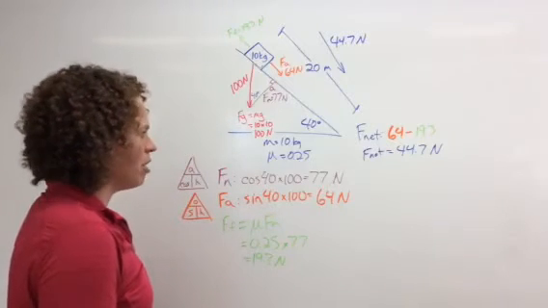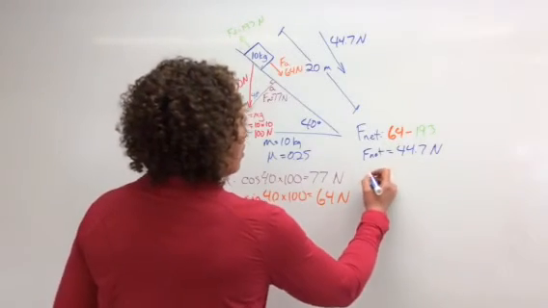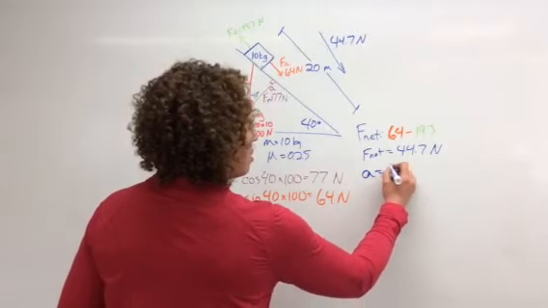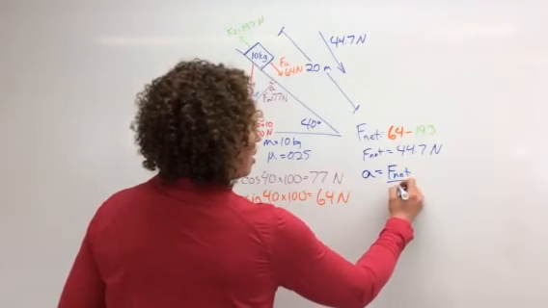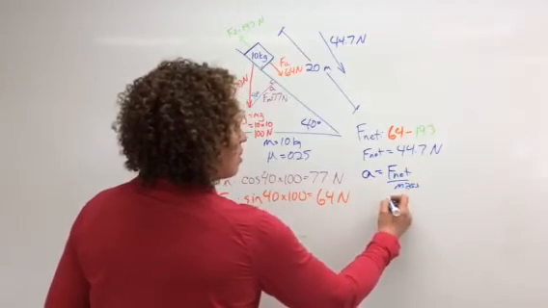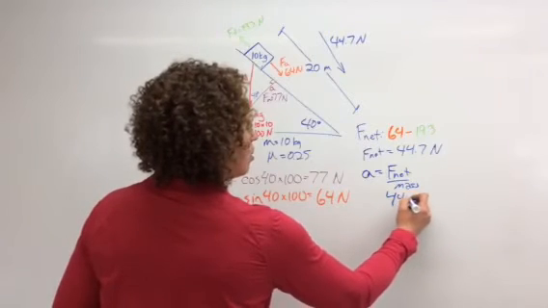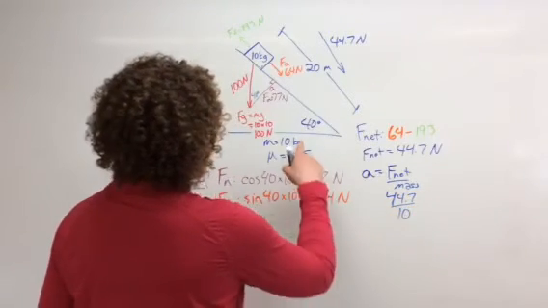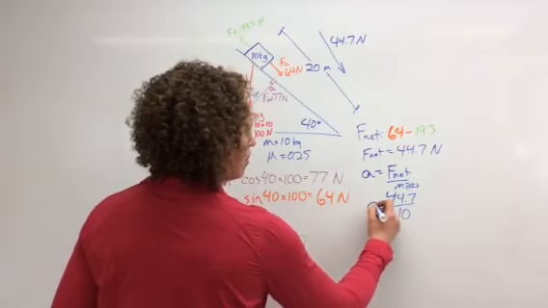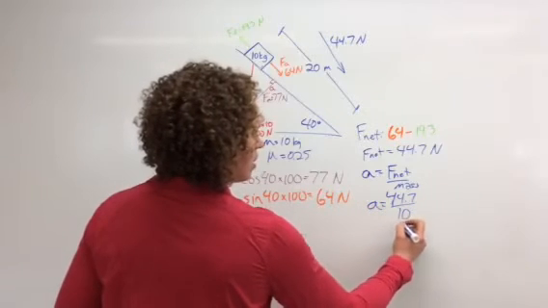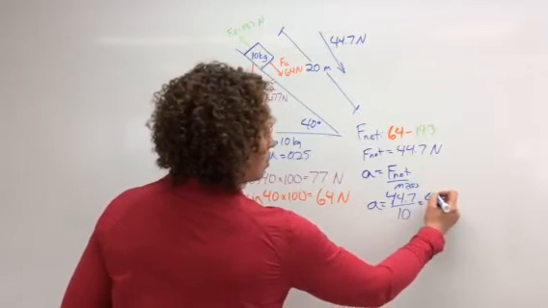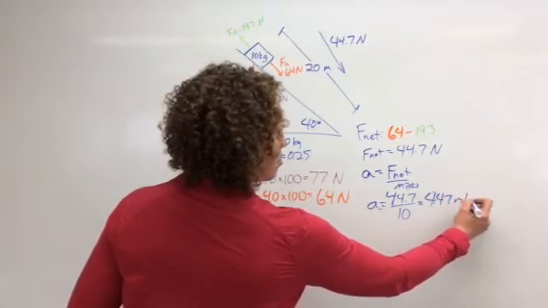I have to divide that by the mass. So acceleration is equal to F net divided by the mass. So I'm going to go 44.7 divided by 10. I've got my 10 kilograms there, which is going to give me an acceleration of 4.47 meters per second squared.